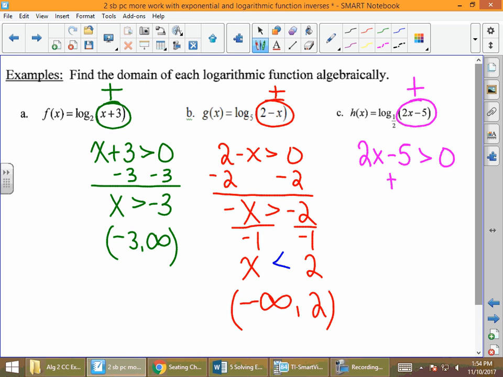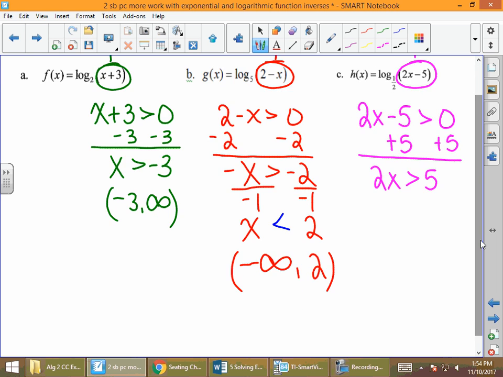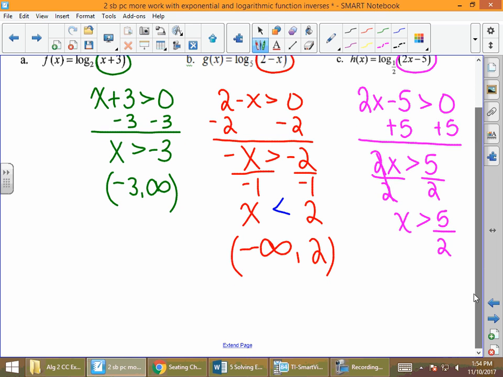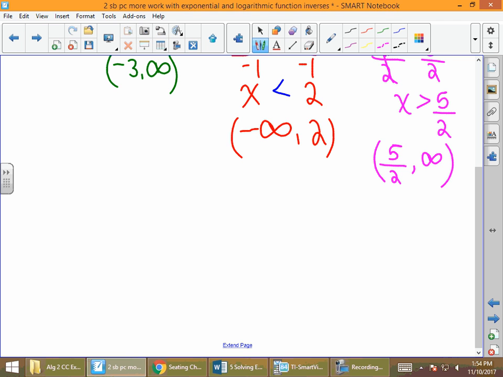And we can solve this, and this time we're going to get a fraction or a decimal, but the process is still going to be the same. We're going to divide everything by 2. We get x is greater than 5/2, which if you prefer, you can write as 2.5. It doesn't make any difference to me, but it's x is greater than 5/2, no equals, so everything's going to have parentheses. Infinity always has a parentheses, and the 5/2 doesn't have an equals, so it's going to be parentheses as well.